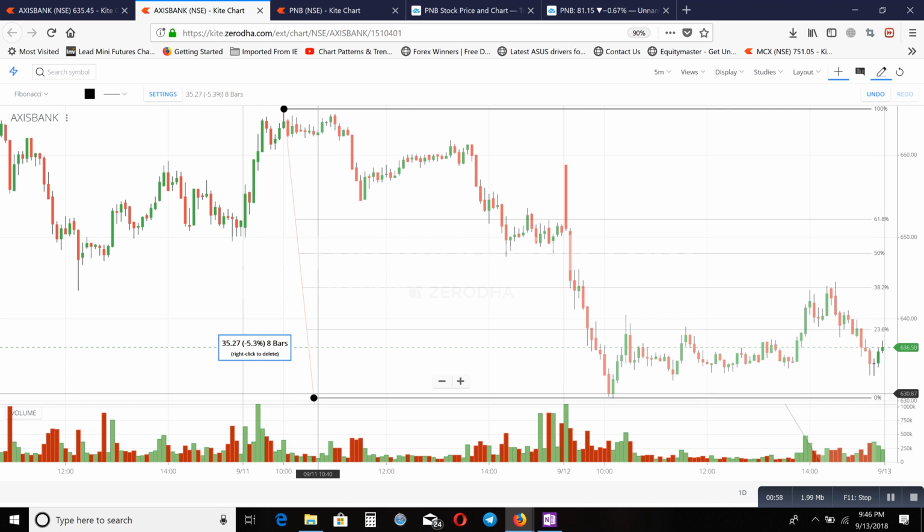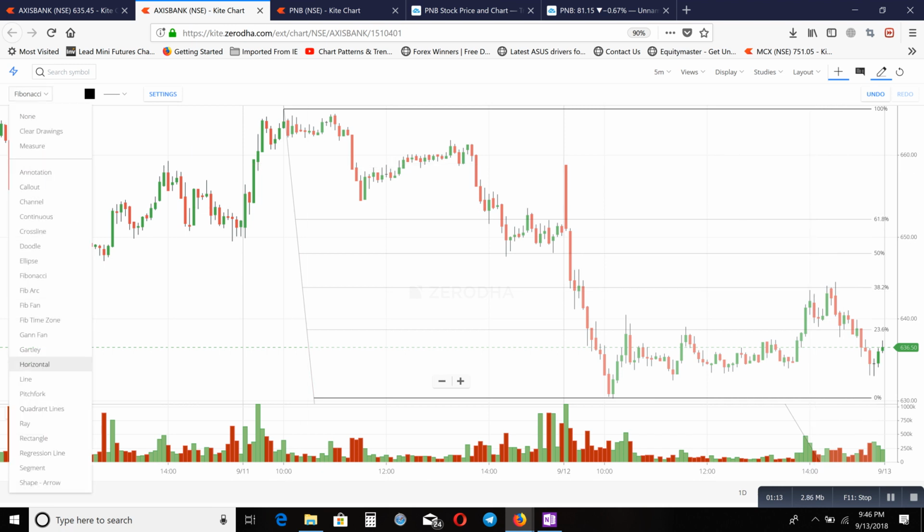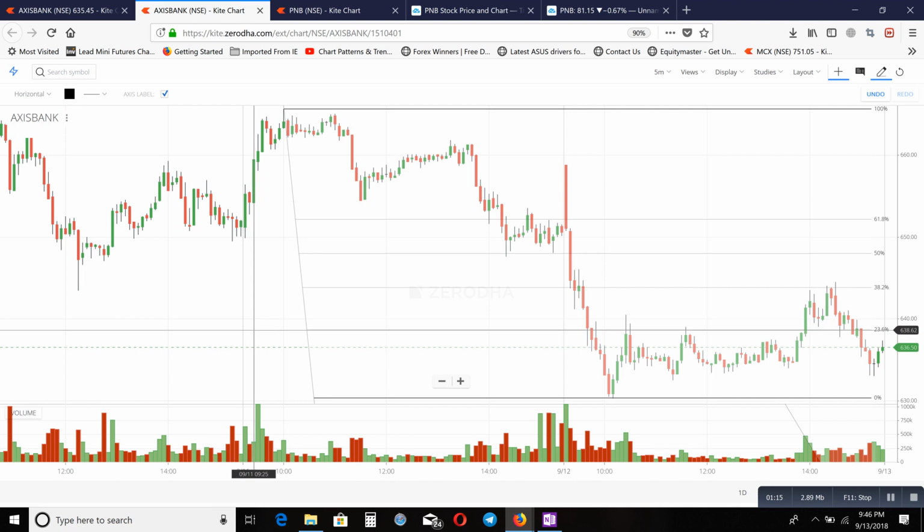As we see, all these lines have been projected, which are in definite Fibonacci ratio numbers, which is 0, 23.6, 38.2, and so on. To make it darker, I will be drawing horizontal lines over these ratios.